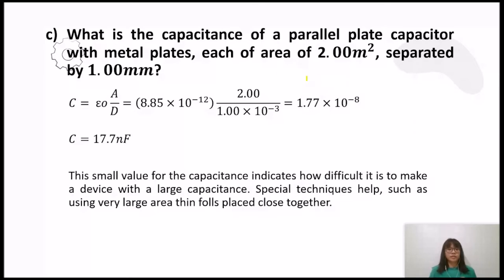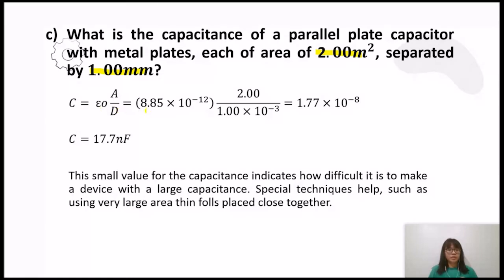For question 1C, what is the capacitance of a parallel plate capacitor with metal plates, each of area 2 meters squared, separated by 1 millimeter? We use the equation from question 1B, which is C equals epsilon naught times A divided by D, where A is the area and D is the distance between the parallel plates.